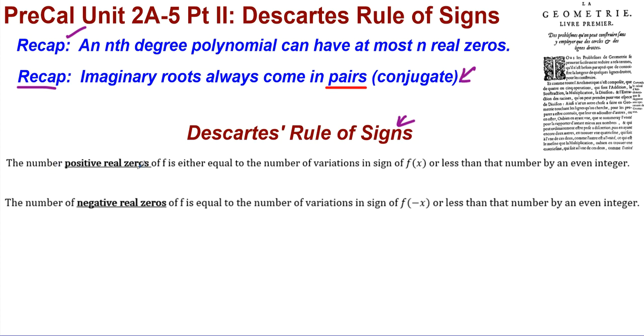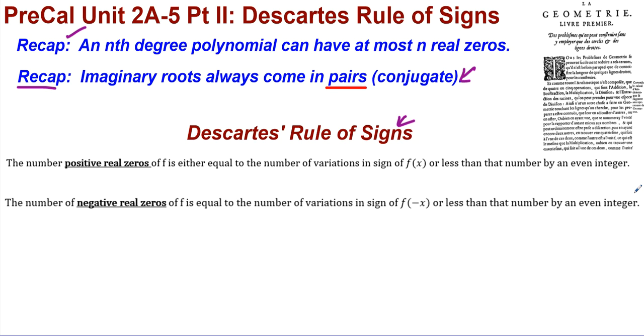The number of positive real zeros of f, the function f, is either equal to the number of variations of signs of f of x, or less than that number by an even integer. You're going to read this twice and go, huh? But you're going to see it when we do the example. And conversely, the number of negative real zeros, we're talking real zeros here, is equal to the number of variations of signs of f of negative x, or less than that number by an even integer.